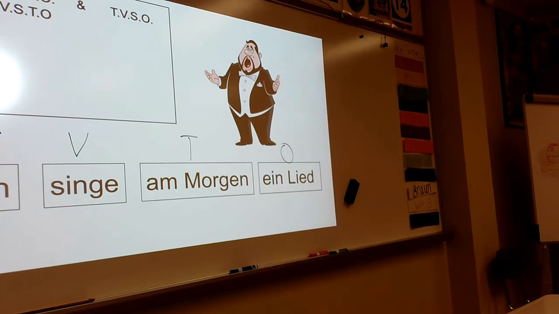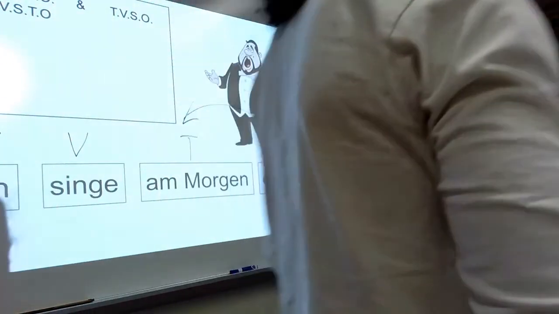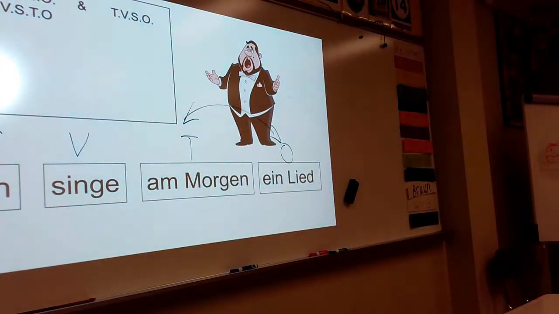So how is that different from the way we would say it normally in English? And when I'm talking about word order, Caleb. Well, we say it differently, right? So how would we say the sentence? I sang a song in the morning. Exactly. So in English, we tend to say the object before the time. All right? We tend to say the object before the time. I sing a song in the morning.